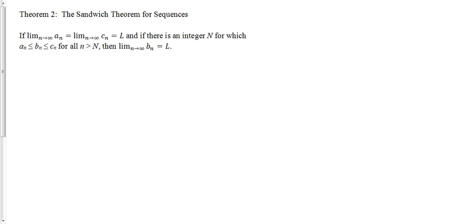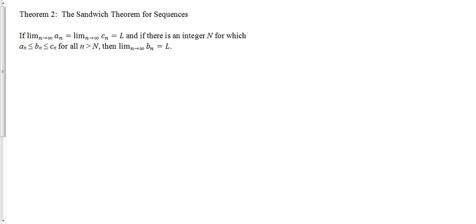All right, we're going to talk about Theorem 2, the sandwich theorem for sequences. Now, this is the same sandwich theorem that we learned about back in Chapter 2 when we were learning about limits, except that now we're going to apply it to sequences, or we're going to apply it to the nth term of a sequence. So I'm going to read through this, but there's an awful lot of information, and we're going to have to unpack it.